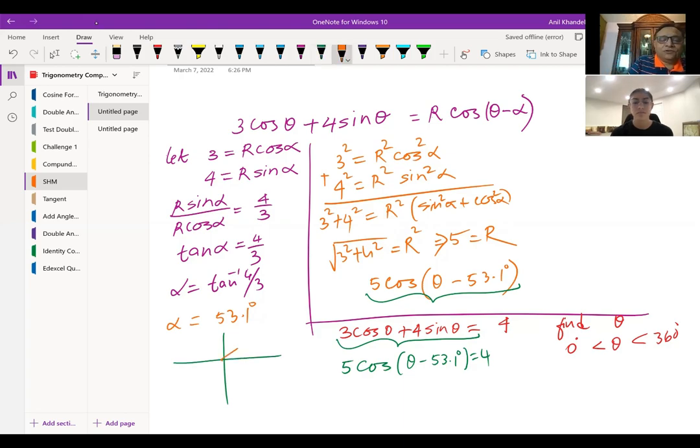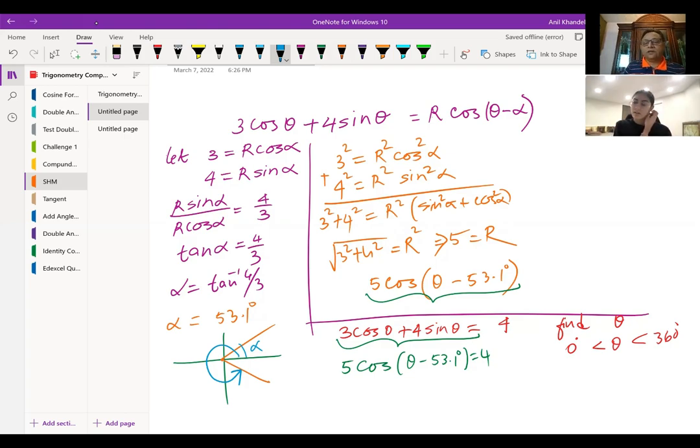Yes, and you know you'll get two solutions. Find acute angle alpha, right? Because cos will be positive, so you'll get two solutions, in the first and the fourth quadrant. So you have to work out with this, and that is how you're going to get the solution.